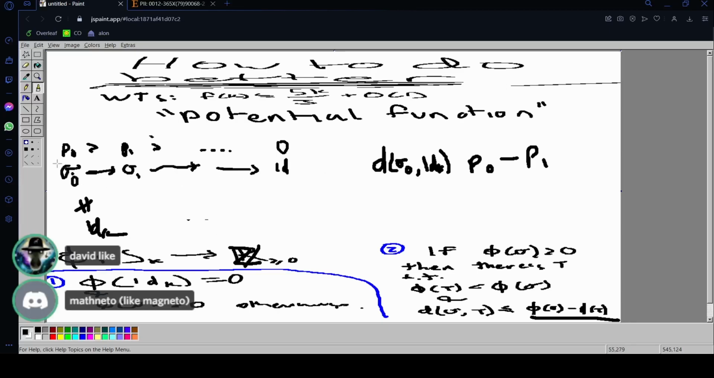So basically, you apply it with sigma, you get some sigma 1 with less potential, until you eventually reach 0. If we want to know the distance, the number of reversals we use to get from sigma 0 to the identity, well, for this first step we use at most P0 minus P1, right? Because we start with potential P0, we went to potential P1, and the distance for this step should be at most P0 minus P1. Does that make sense?